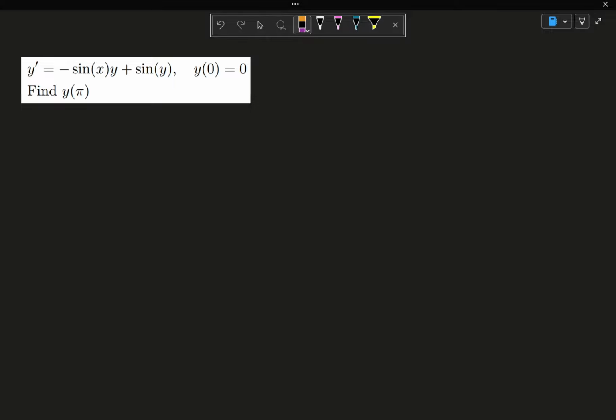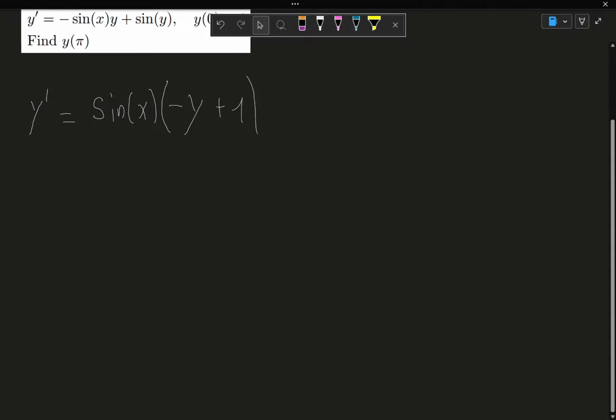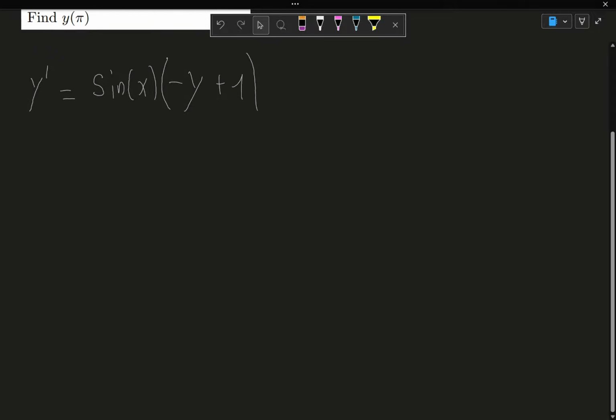Why don't you try to solve this problem by yourself? By now you should be able to solve this ODE by yourself. If you need a tip on how to solve it, note that y prime is equal to sine x multiplied by minus y plus 1. Now try to solve it, pause this video, and when you solved it, let's go back to the video and check if you did it right.